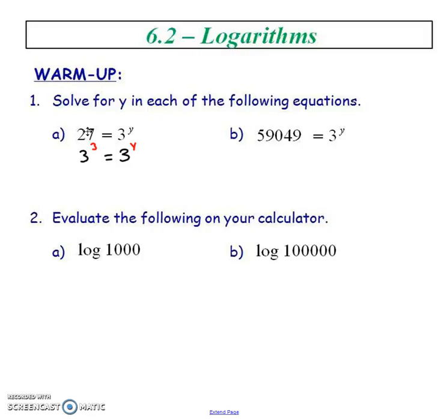All right. So since the bases are the same, that means that the exponents are the same. That means that in this case, y is going to be equal to 3. Okay, now we write our answer like this. We write down an arrow. This arrow indicates that 3 is equal to y.